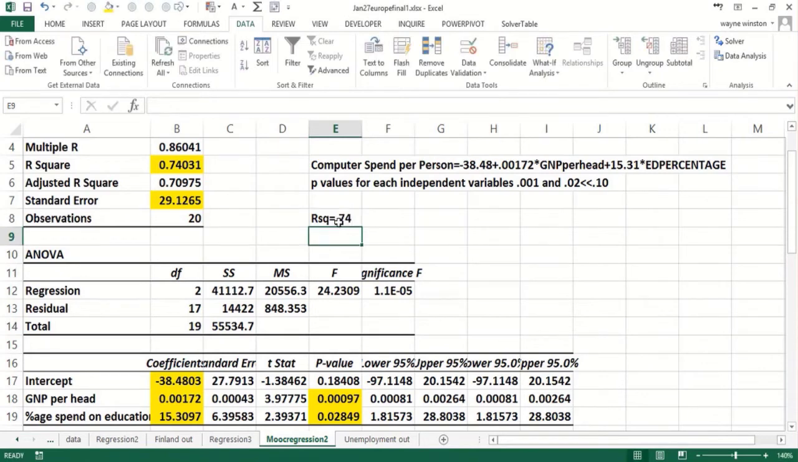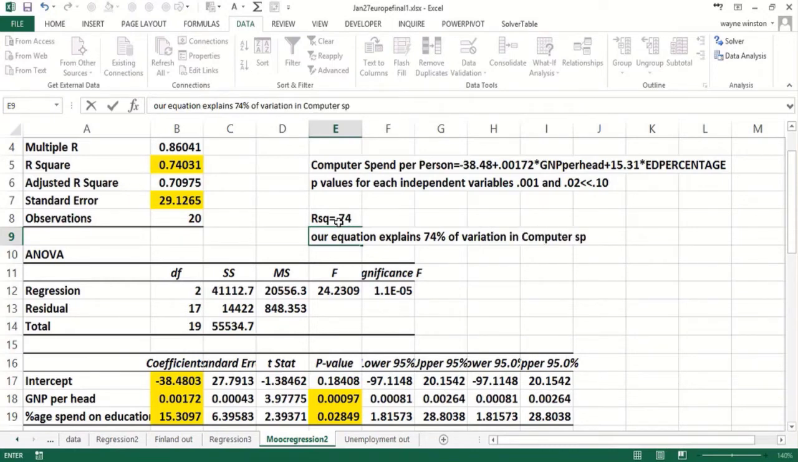Okay, that basically says our equation explains 74% of the variation in computer spend. There's 26% not explained. Is that a good R squared? It's hard to tell. It's hard to tell if it's a good or bad R squared. Really, what's more important is the standard error.